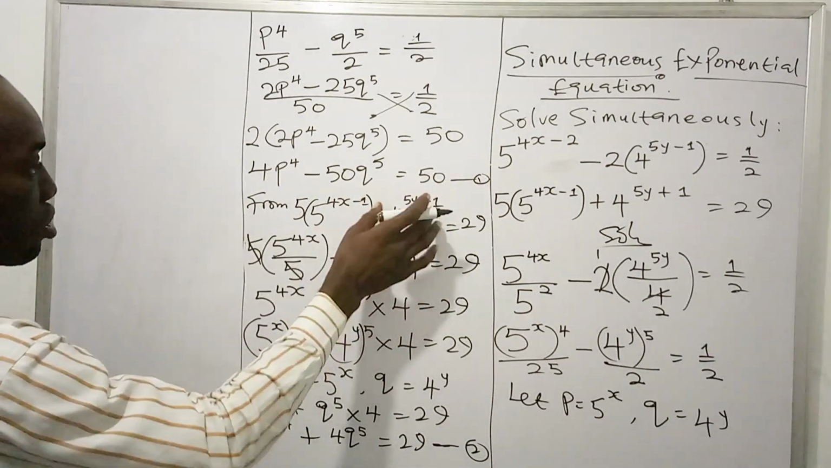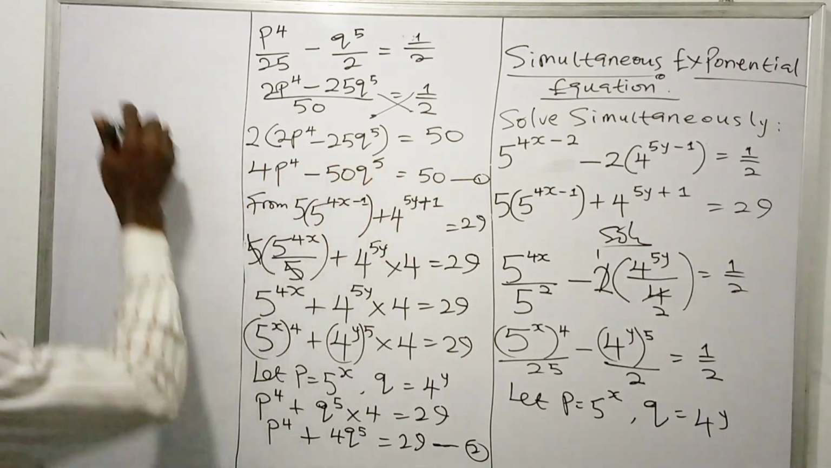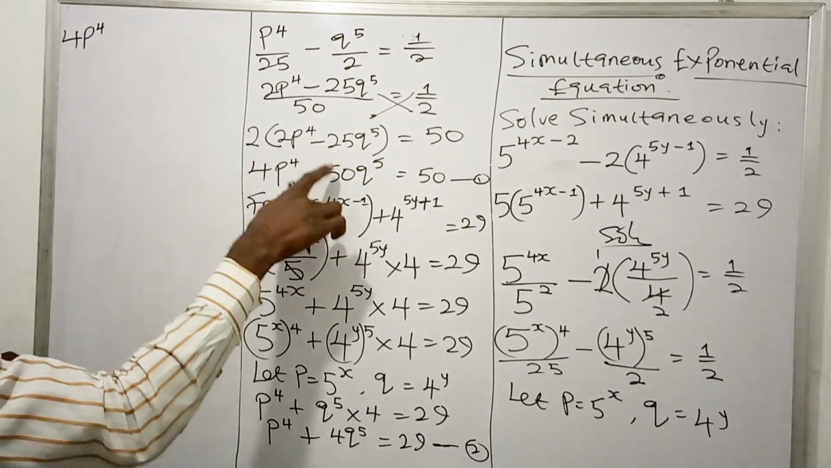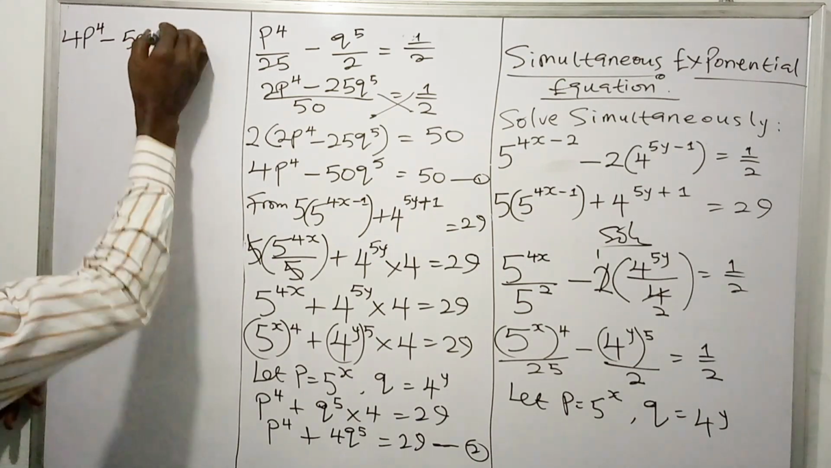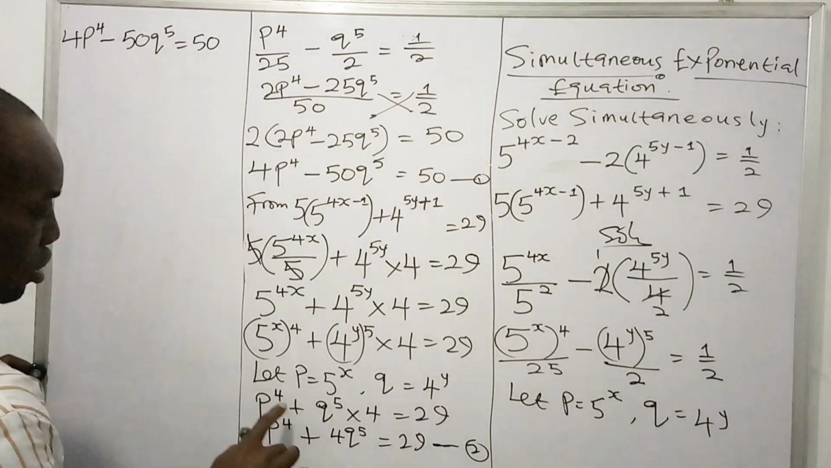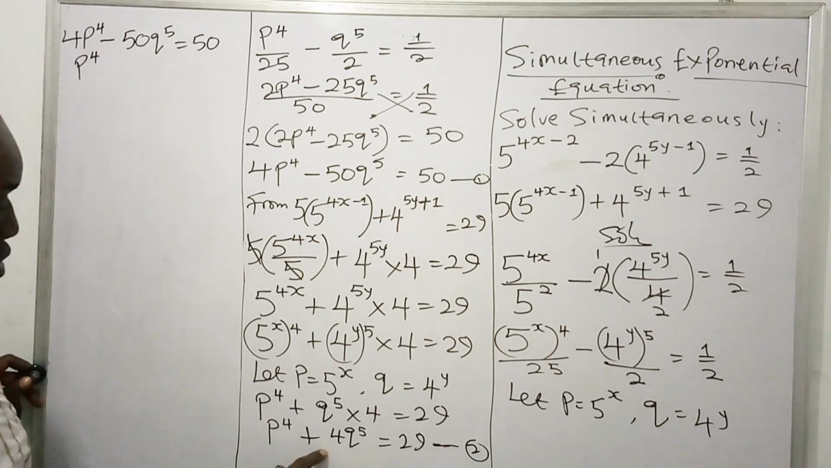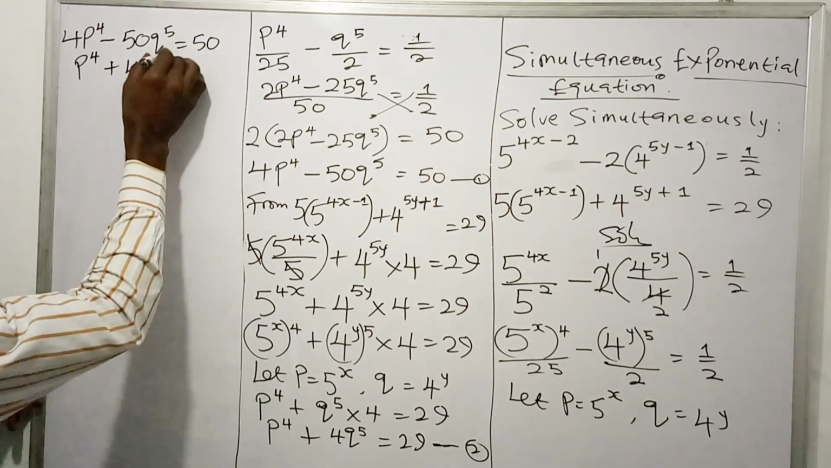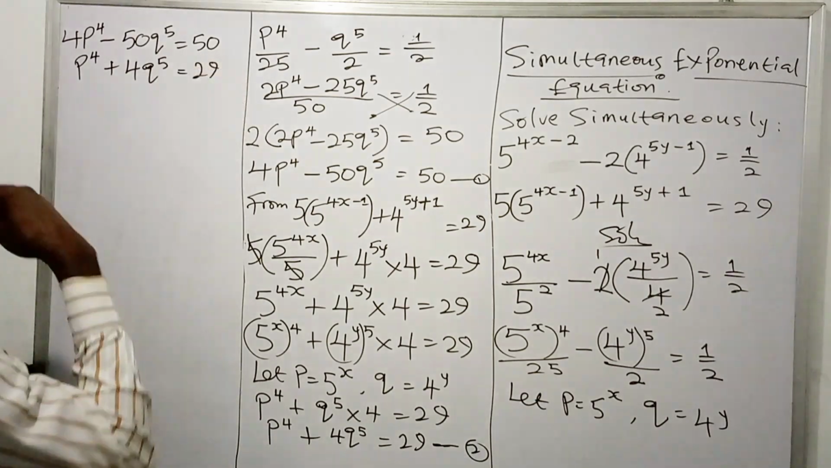Now let's bring out both equations and put them in the right perspective. The first equation that we resolved, that's equation 1 here. That gives us 4p to the power 4 minus 50q to the power 5 equals 50. We'll call that equation 1. Then the second one we have now is p to the power 4 plus 4q to the power 5 equals 29. We said this is our equation 2.